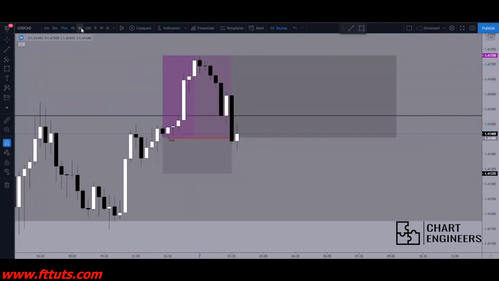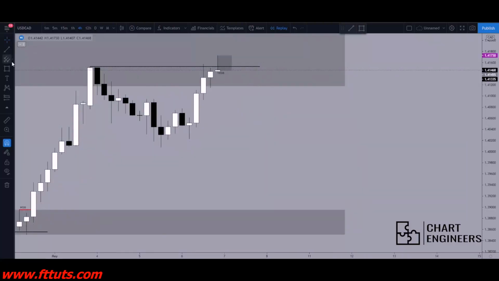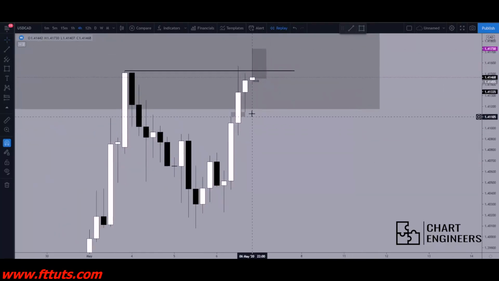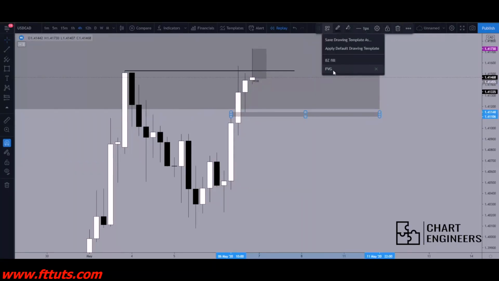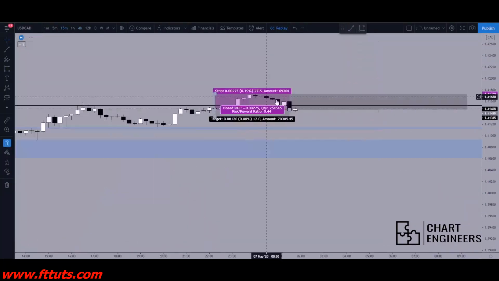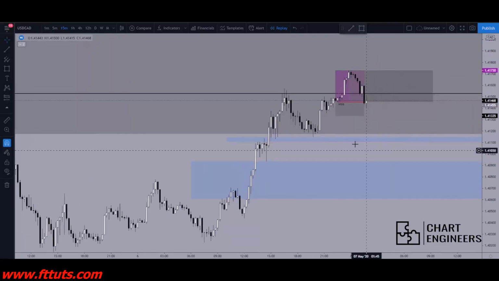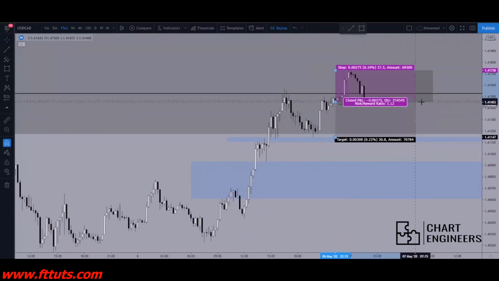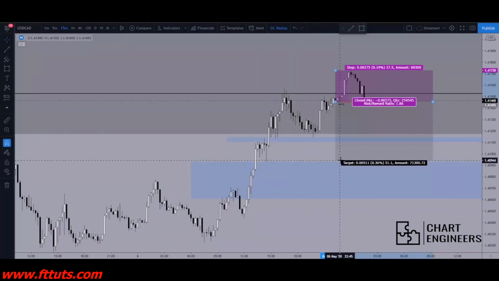drag that up, and then what potential targets can we have? Okay, so I have this small fair value gap here. If I just drag that across, this would be first target, and then this here would be our second target. And then on the 15-minute, what kind of risk to reward is this going to be offering us? So here it's going to be just over 1R, and then the second target is going to be about 2R.